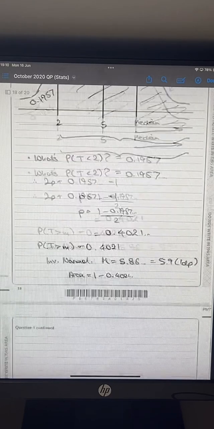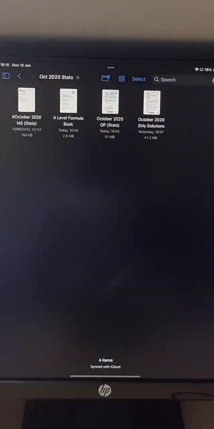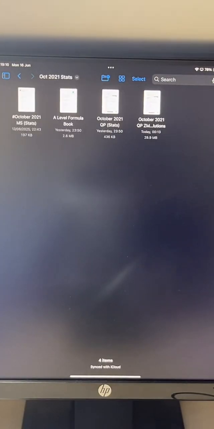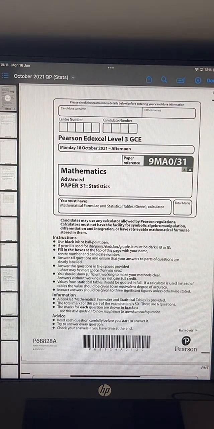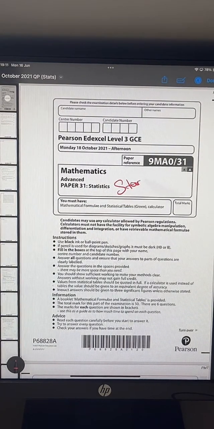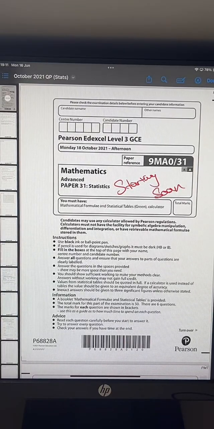All right, cool. So that is the end of this paper. We're going to do the 2021 paper as well, just the stats section. And tomorrow I'm going to be doing the mechanics sections of both of these papers. So I'm just going to put starting soon on this one. I'm just going to have a few second break.